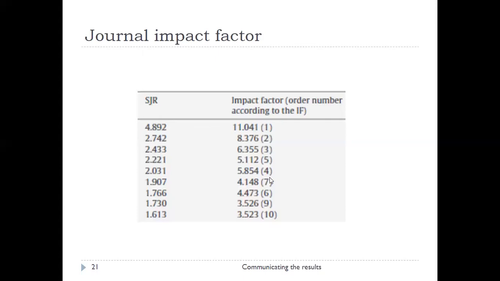So in the bracket here, the ranking according to SJR is given, and here the impact factor of those journals is given. Only in one place do we see shuffling, where the impact factors are very close to one another, right?